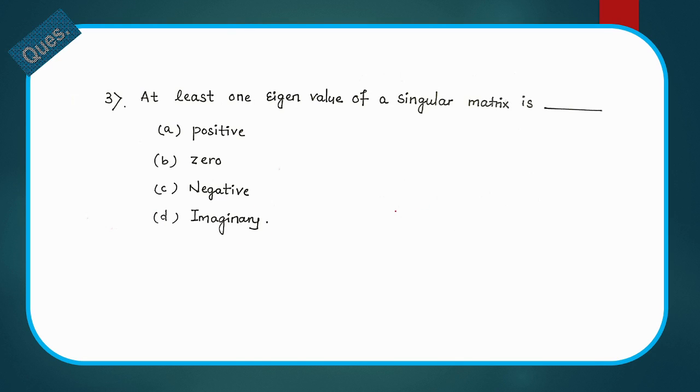Coming to the next question: at least one eigenvalue of a singular matrix is dash. These are the options: A positive, B 0, C negative, D imaginary. So at least one eigenvalue of a singular matrix, any matrix that is singular. We will first see what a singular matrix is, then we will solve this question.